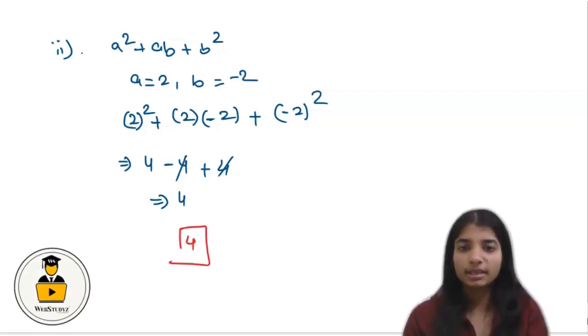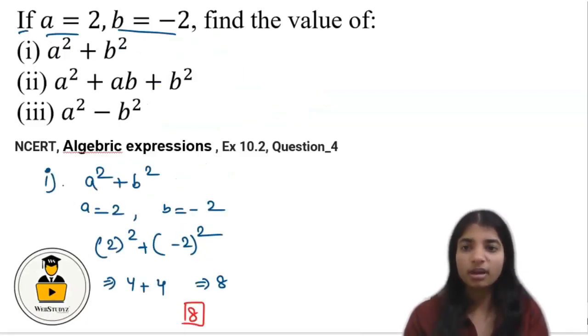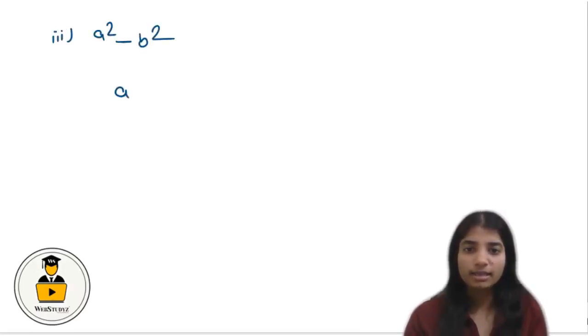Now part C. Part C is a square minus b square. Here we have the values of a and b. A square minus b square, where a is equal to 2, b is equal to minus 2.